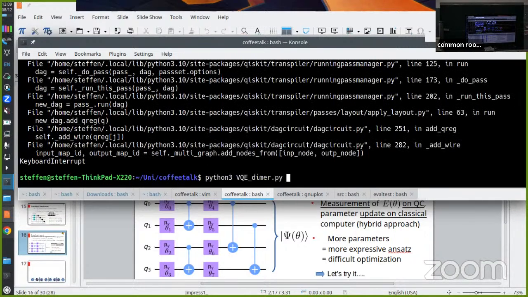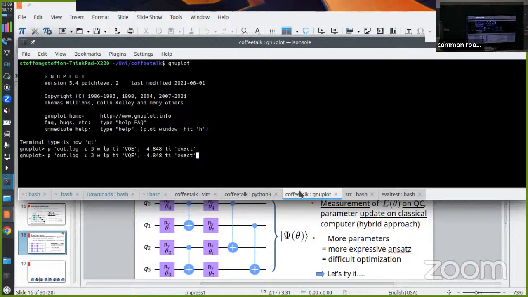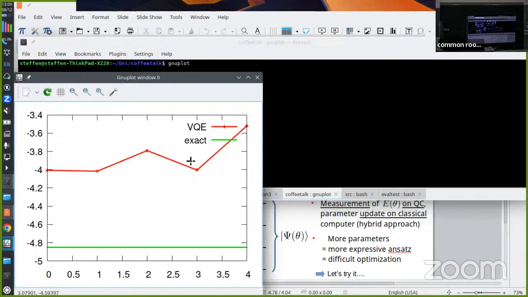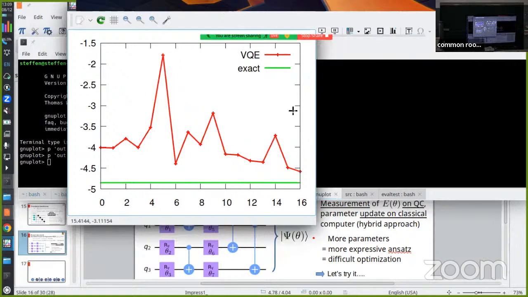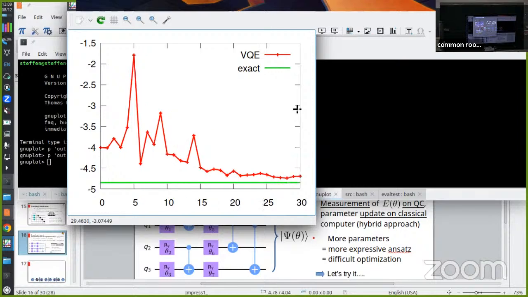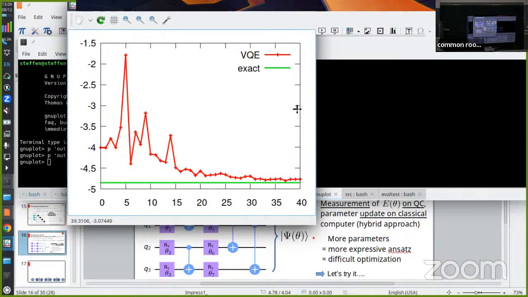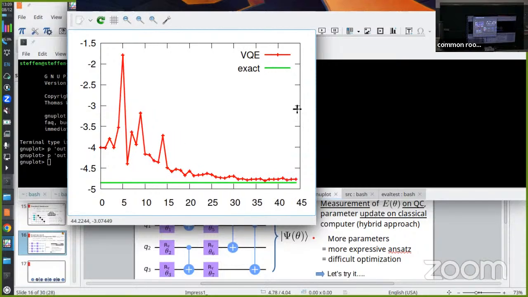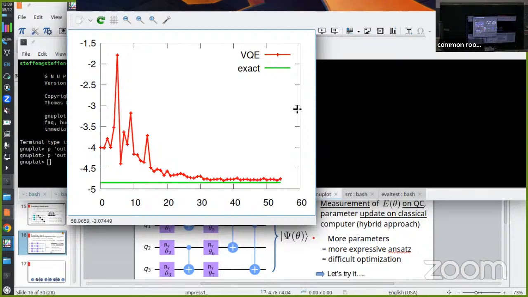So let's write them in a file, and then we can have a live view of what happens. So the red point is the optimized energy, and the green line is actually the exact result. So the system is small enough that we can find the exact solution even with pen and paper. And the red line is now the continuous optimization of the circuit angles. So we see we're quite close.